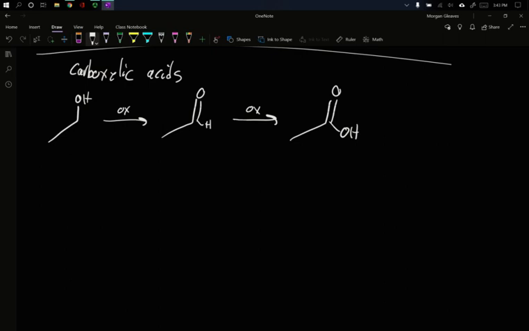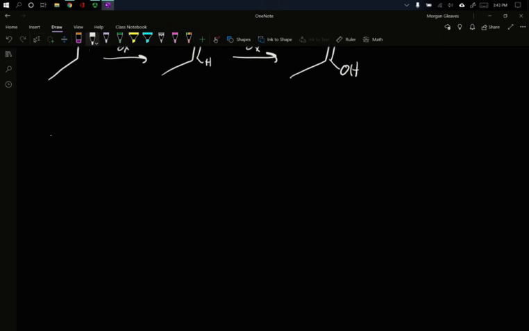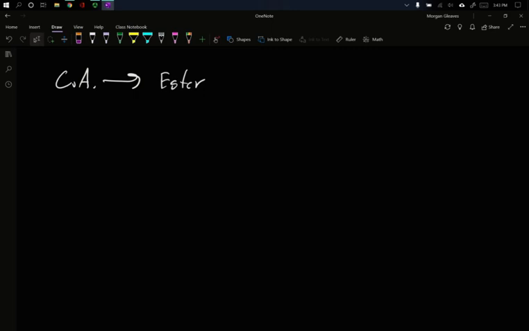This is generally how we form carboxylic acids, but what can we do with them? Well, there are a couple different reactions carboxylic acids undertake. And one is for our carboxylic acid to become an ester. To do this is the ester formation method. I have a carboxylic acid and I have an alcohol.